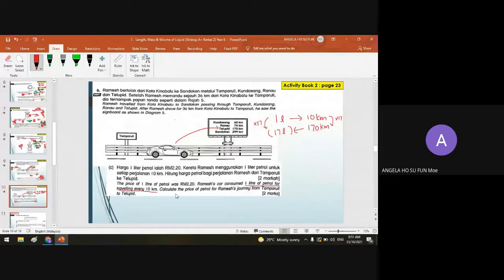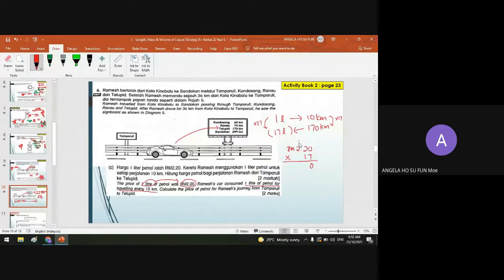But they don't ask that. They ask you to calculate the price of petrol. You know already the first part, they're telling you already 1 liter of petrol costs 2 ringgit and 20 cents. So if you use 17 liter, how much is the price of the petrol that Ramesh need to use? Okay, so what you do is operation. What operation? What operation you use? Times 2 ringgit 20 cents 1 liter. If I use 17 liters, so I times 17 here.